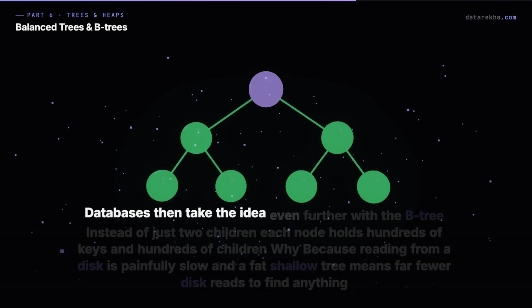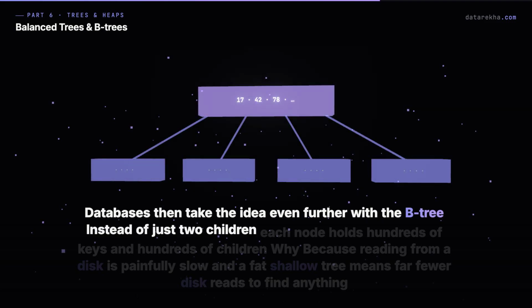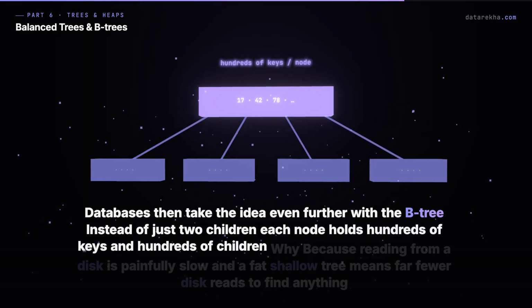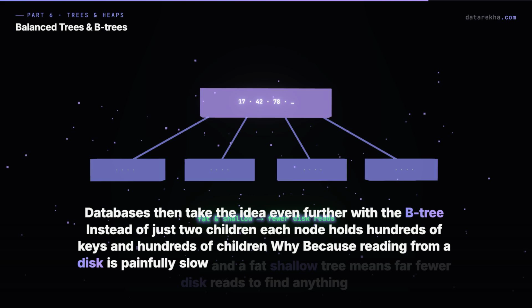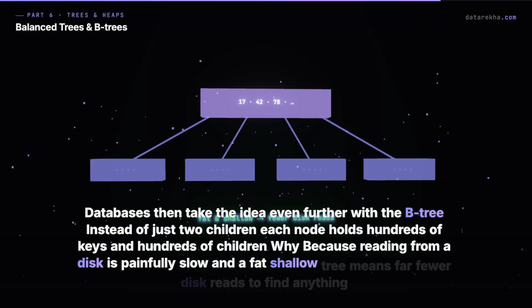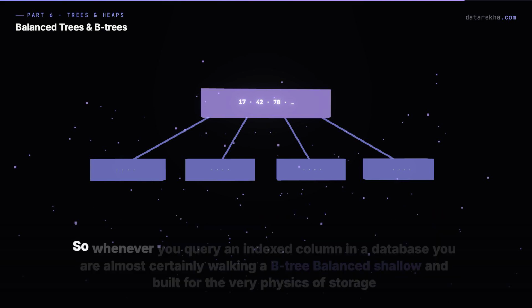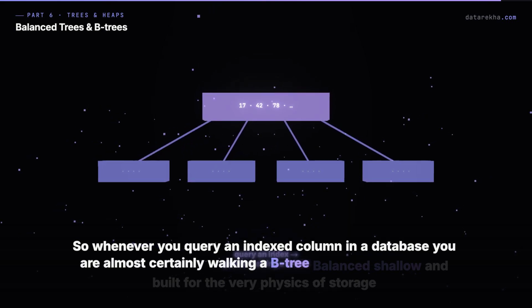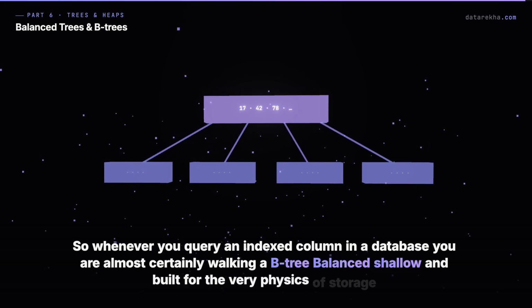Databases then take the idea even further with the B tree. Instead of just two children, each node holds hundreds of keys and hundreds of children. Why? Because reading from a disk is painfully slow, and a fat, shallow tree means far fewer disk reads to find anything. So whenever you query an indexed column in a database, you are almost certainly walking a B tree. Balanced, shallow, and built for the very physics of storage.